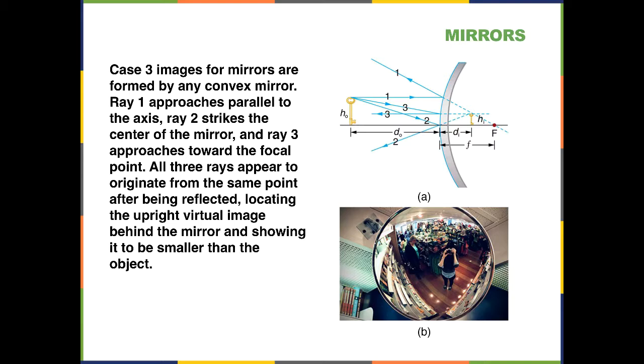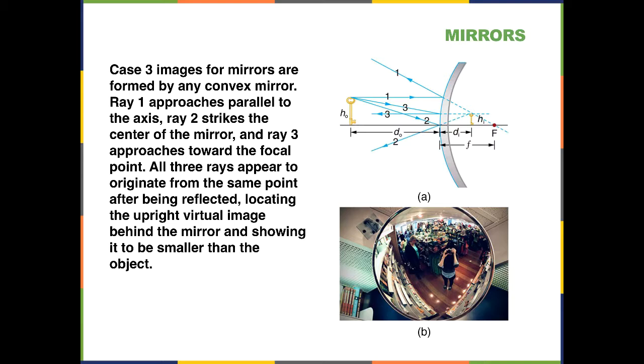Case 3 is when you have a diverging mirror, in which the actual object is farther away from a convex mirror than the focal length. And you can go through these rays again. I'm not going to go through them in detail, but you can see that you end up with a virtual image that is smaller than the object and it's upright.